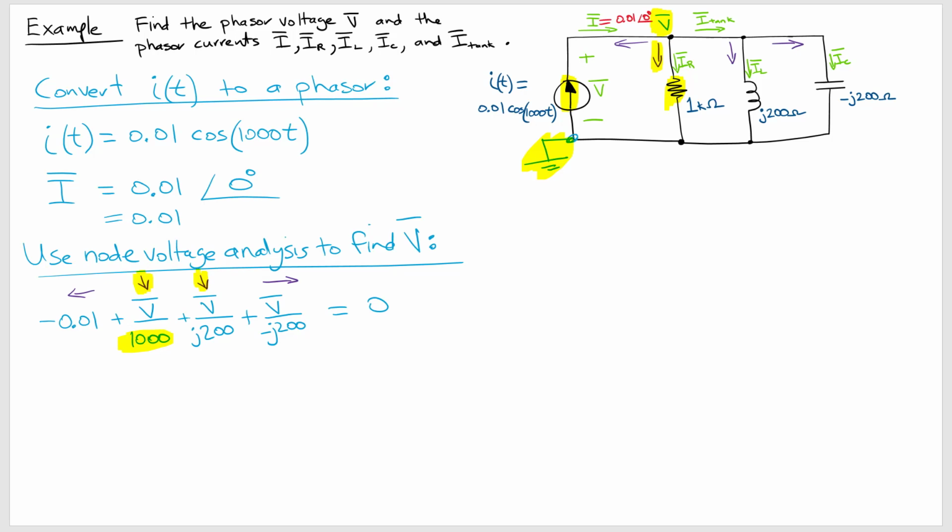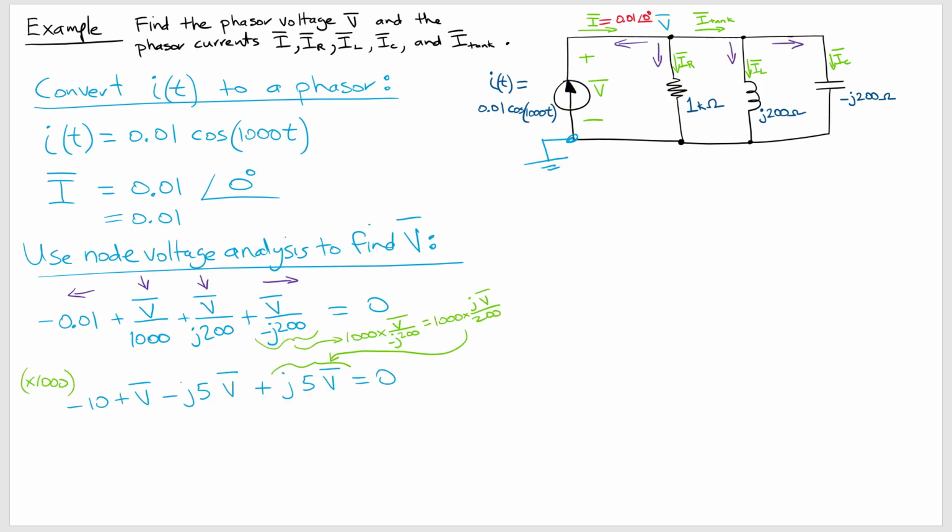So this is the current down through the inductor. The impedance is J200, and then we look at the phasor current going through the capacitor, and so its impedance is minus J200, okay? And it has to equal 0. Okay, so that's fairly straightforward. So now we're just going to do some manipulations. So we're going to multiply by 1000 to simplify the denominator.